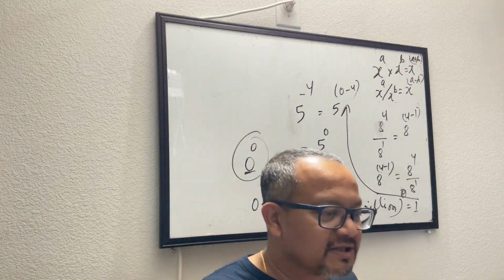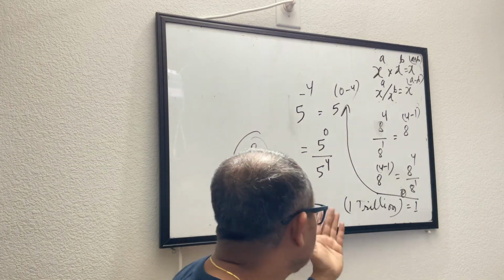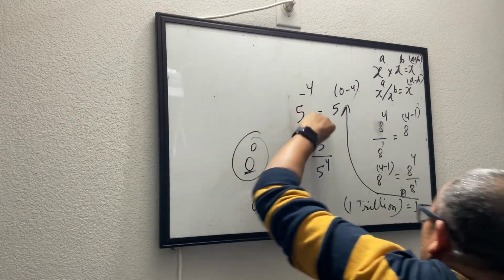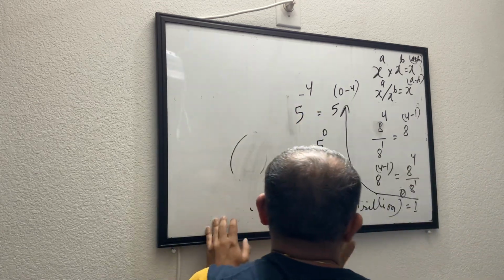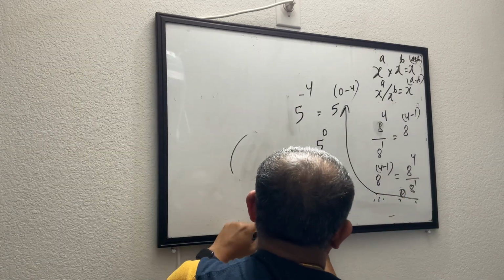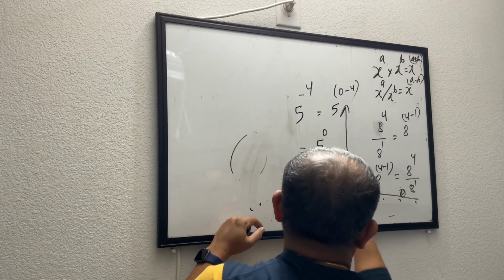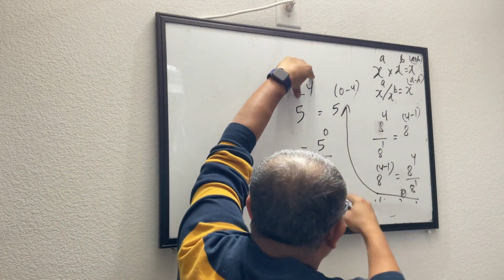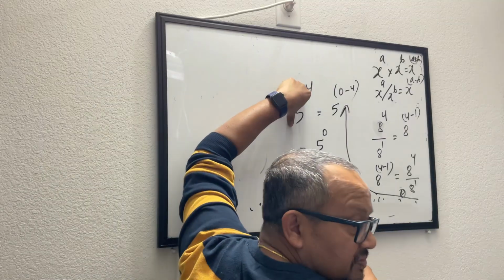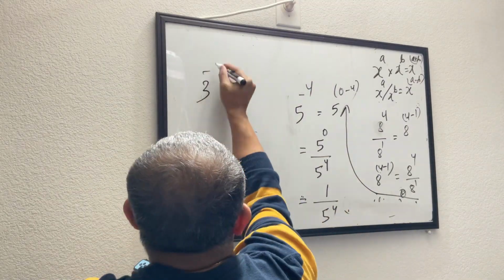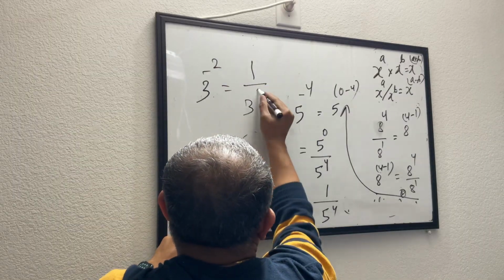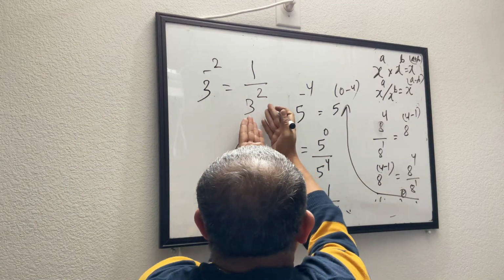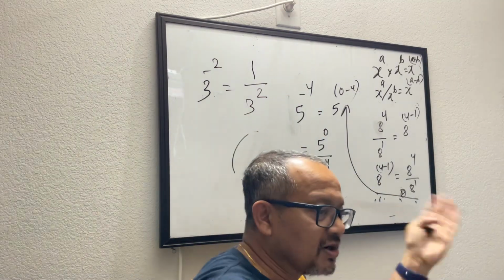So the message is very clear: any number to the power 0 is 1. So when I have 5 to the power 0, this becomes 1 by 5 to the power 4. See what happened? A number to a negative power became 1 over the same number with a positive power. If I say 3 to the power minus 2, this moves down and the sign changes to positive. If you move something from below to above, the same thing happens: the power changes from positive to negative, negative to positive.